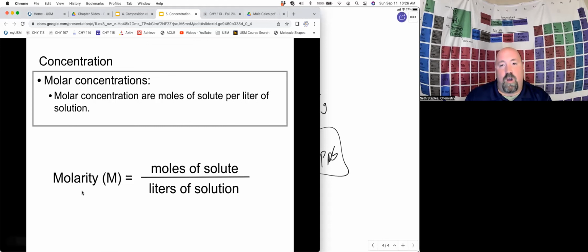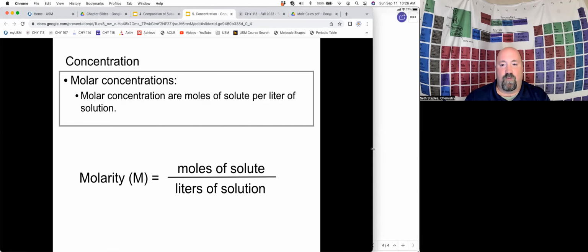One of the more common ones that we're going to use in this class, and certainly in 114, is what we call a molar concentration. Molar concentration is the amount of moles per liter of solution. So the calculation would look like this. What we call molarity, abbreviated with a big M, is moles of solute per liters of solution.